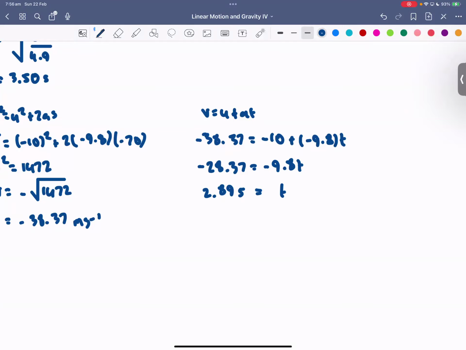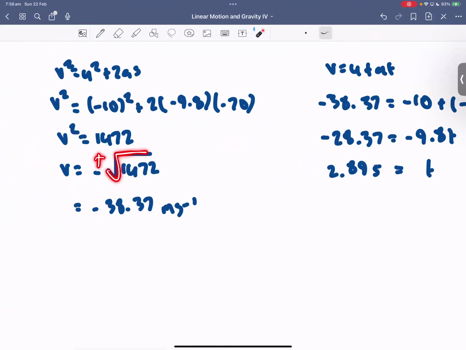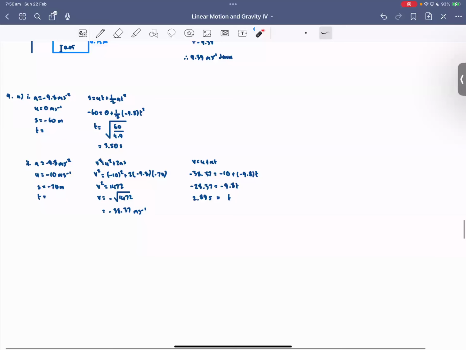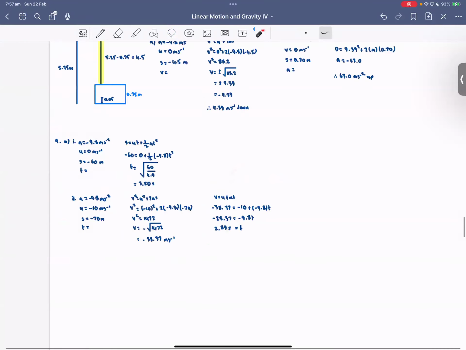By the way, if you did use the quadratic formula, how many answers would you have got? Two answers. That makes sense because there's a plus root 1472 and then there's a minus. If you use the wrong one, if you use plus, you'll get the other time which the quadratic formula would have given you. So you've got to really think about what V stands for. If V stands for final velocity, then you better use the negative version. So T is 2.89 seconds. Cool. Do your maths correctly. When you bring a minus 10 across, it becomes plus 10.